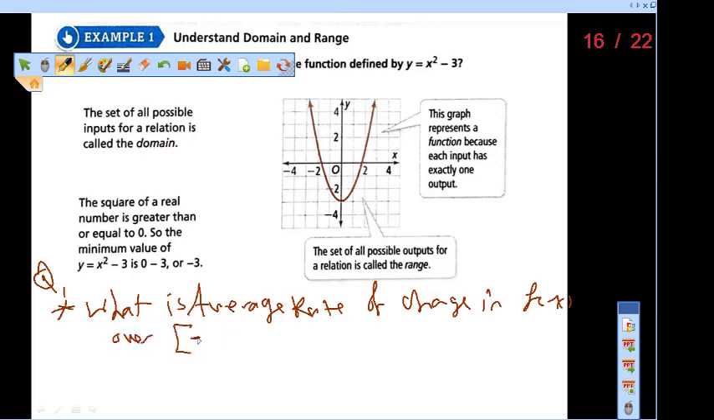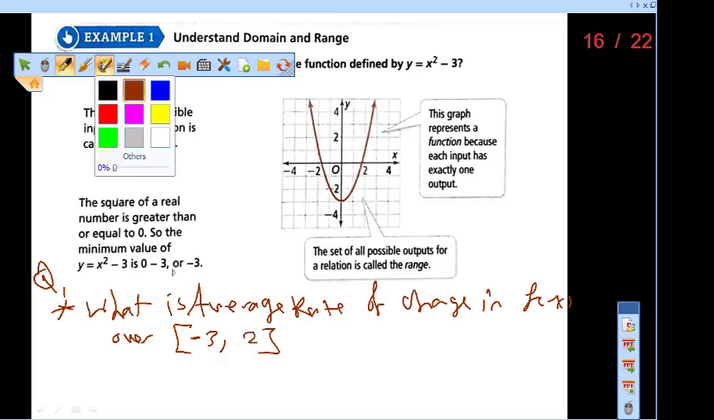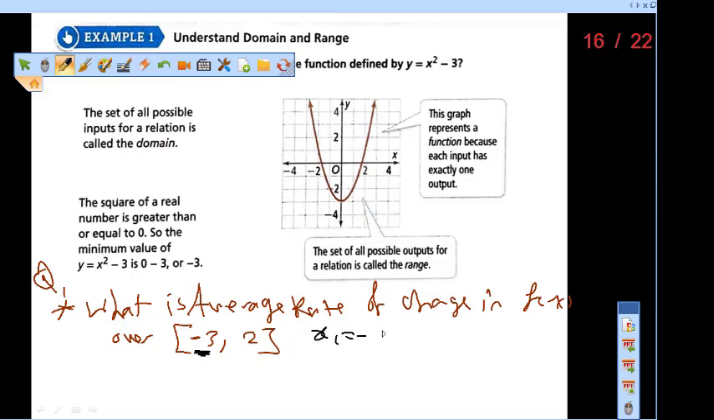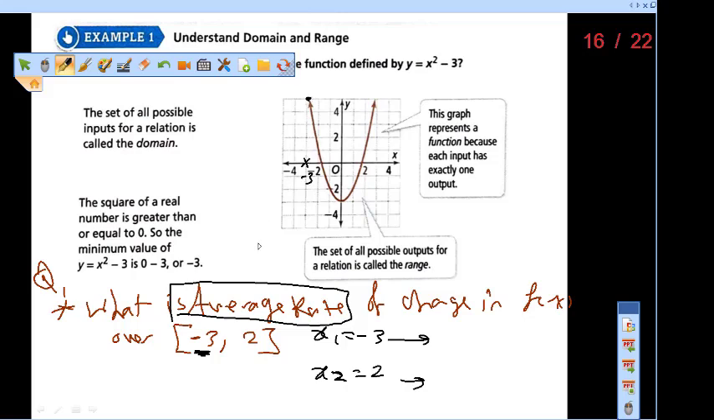For example, from negative 3 until 2. It means I can make x1 negative 3, and x2 is 2. Average rate of change means I need a slope. For each x we get a y. Let's see how we can get y. When x is negative 3, what is the y? The y is here, for example. My y is 5. It means y1 is 5.